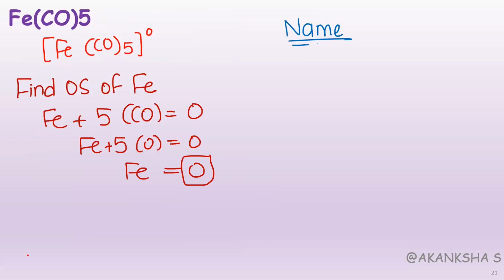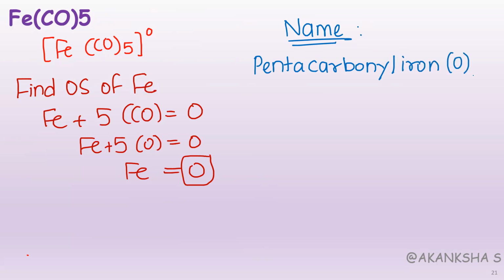Let's try naming it. Very simple name. What is the name over here? How would we name it? Penta, because 5. CO is carbonyl. And there is no plus, no minus. So you keep it as iron. And what iron is it? Iron 0. Pentacarbonyl iron 0. Rare question, but yes, in competitive exams asked a lot.